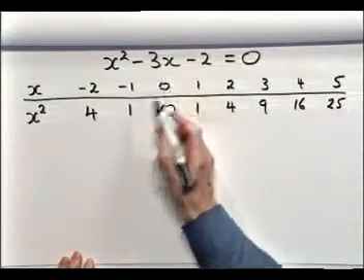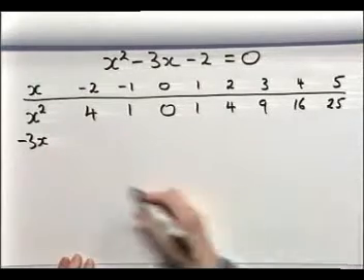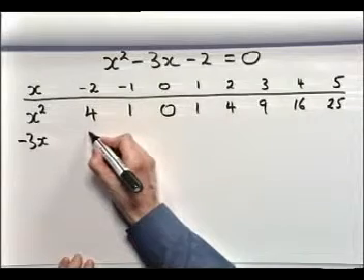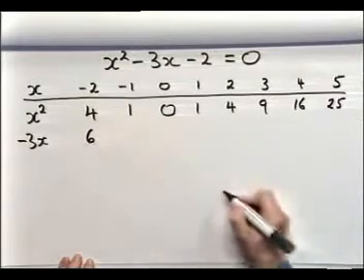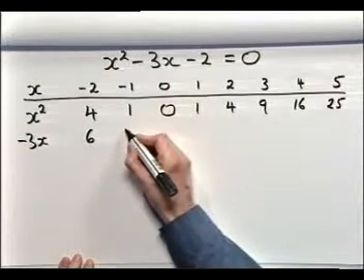The next term is minus 3x. So I have minus 3 times the value of x. So minus 3 times minus 2 is 6. Minus 3 times minus 1 is 3.